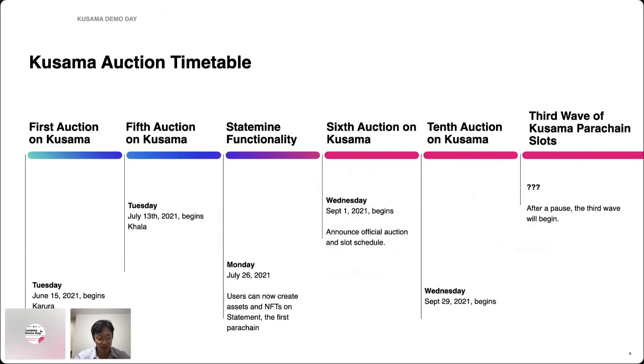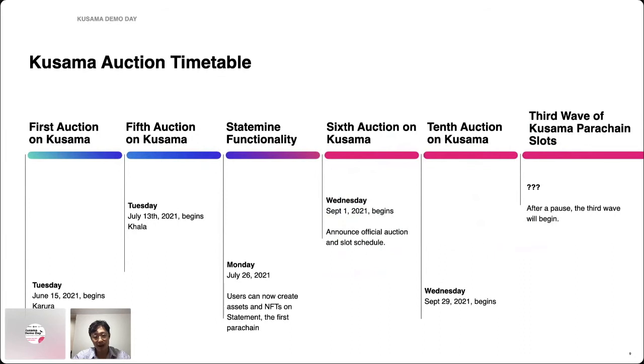So now that we determined that many issues have been fixed and things are running smoothly, the 6th to 10th slots hopefully are going to be a little bit smoother than the 1st to 5th in terms of deploying the parachain functionalities. So the current 5-week auction schedule was scheduled to start yesterday, as well as end on the week of September 29th, 2021. So things are happening pretty quickly.